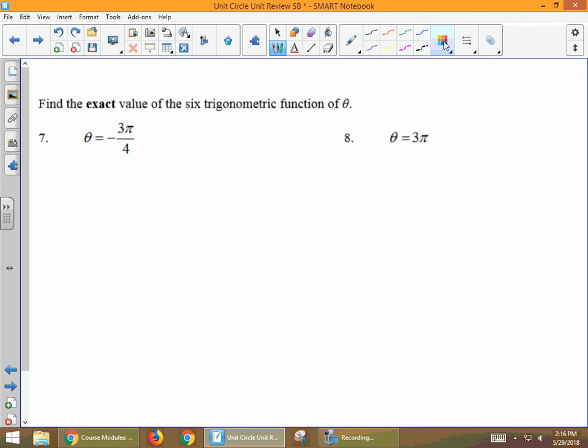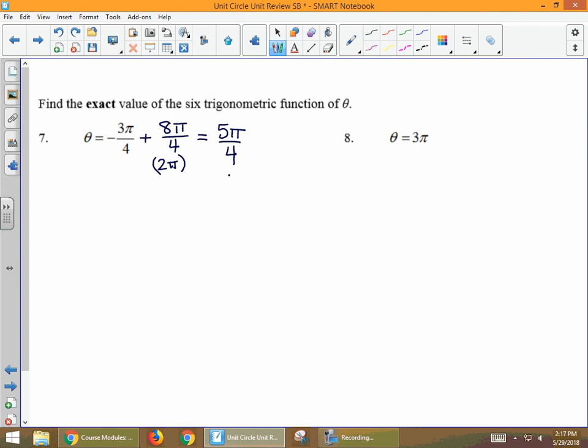Since I have negative 3 pi over 4, I'm going to add 2 pi, and I'm going to do that in fourths. So 2 pi in fourths is 8 pi over 4. So negative 3 pi over 4, negative 3 plus 8 is 5. So negative 3 pi over 4 is the same angle at the same spot on our unit circle as 5 pi over 4. I like to draw a picture of that as well.